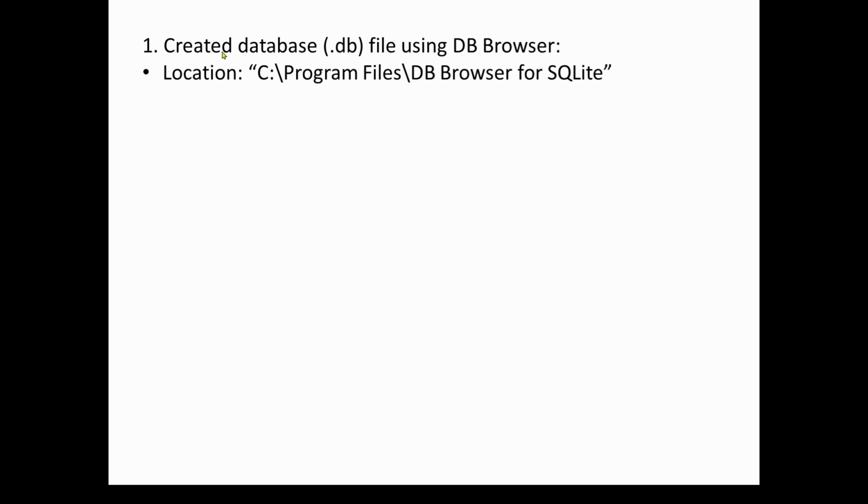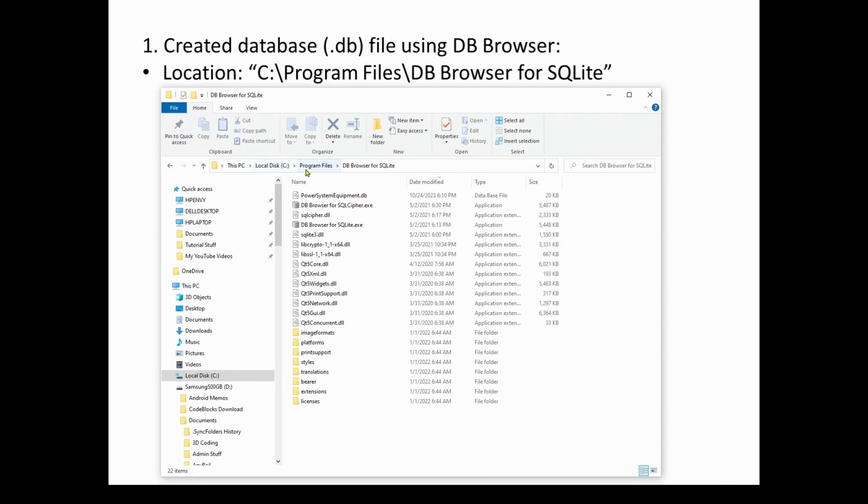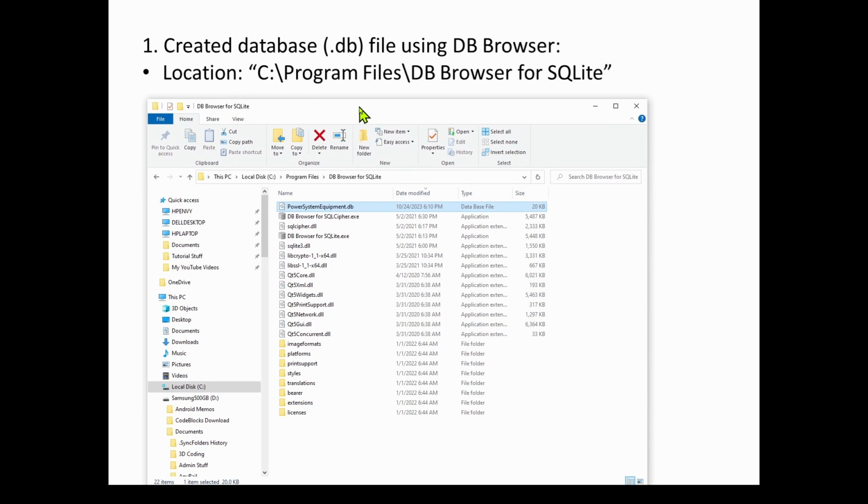So when we use DB Browser, we created a database file, a .db file, and it is located in the installation directory for this DB Browser application. And you can see here we're in C, Program Files, DB Browser for SQLite. And the first thing here is the database that we generated from our Excel spreadsheet. And I named it PowerSystemEquipment.db because it is representing some real-world equipment.